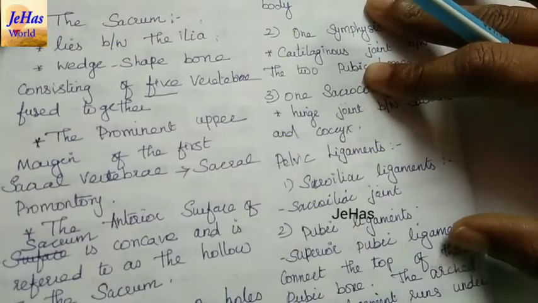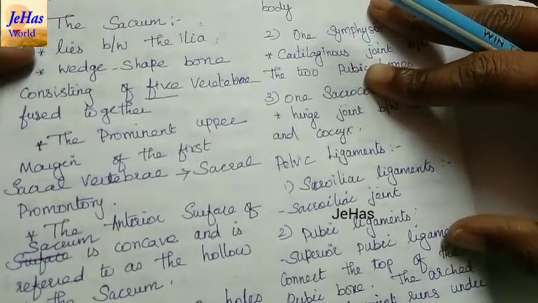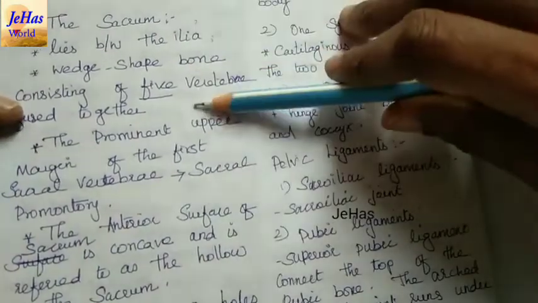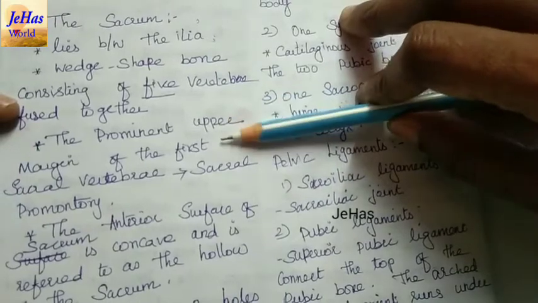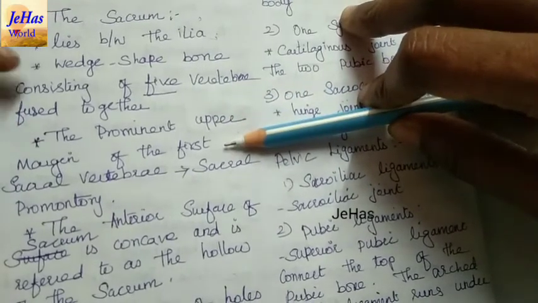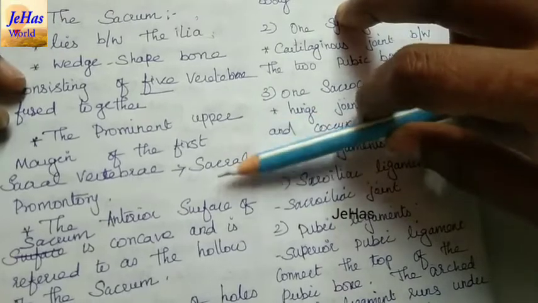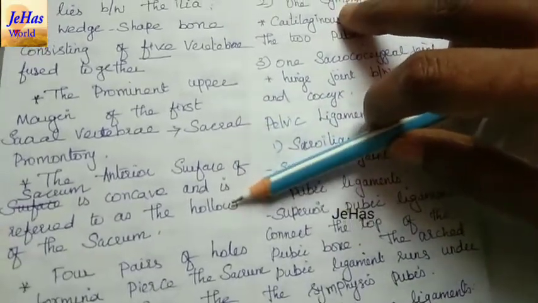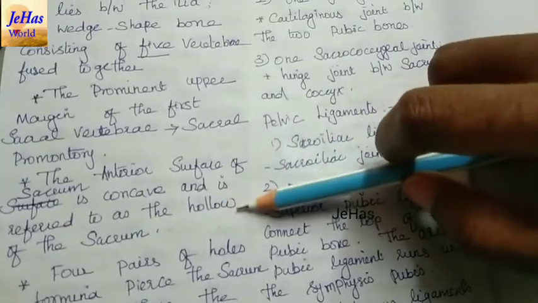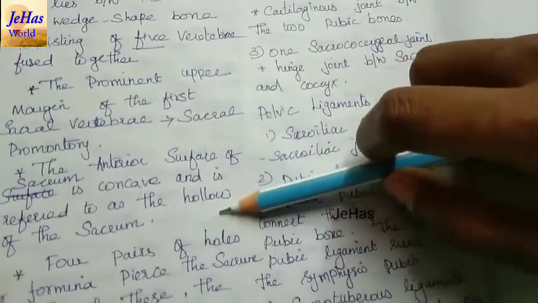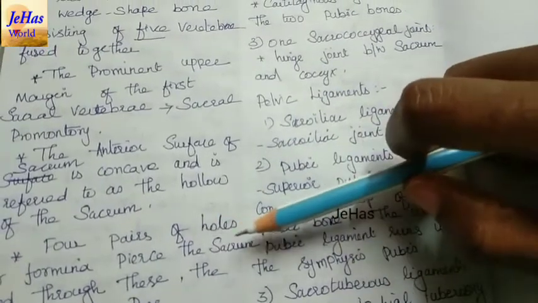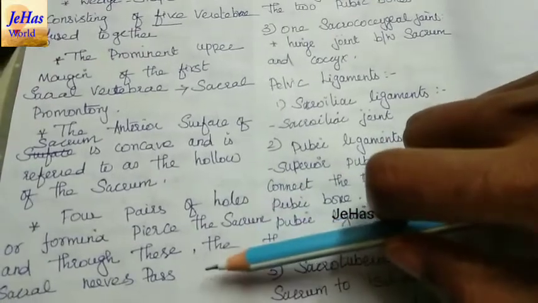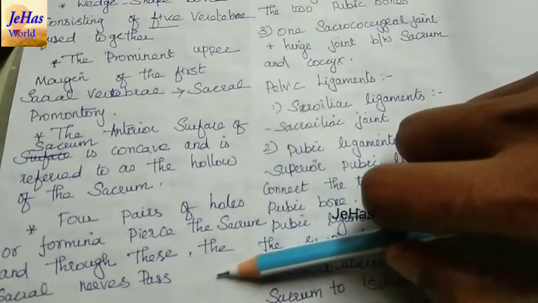Next one is the sacrum. The sacrum lies between the ilia. It is a wedge-shaped bone consisting of the 5 vertebrae fused together. The prominent upper margin of the first sacral vertebra is called as sacral promontory. The anterior surface of the sacrum is concave and is referred to as the hollow of the sacrum. Then the four pairs of holes or foramina pierce the sacrum and through these the sacral nerves pass.